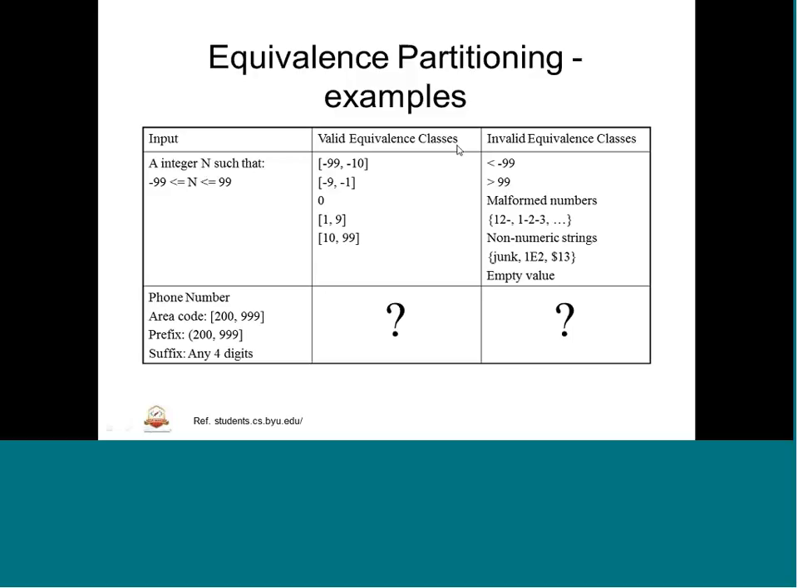So what are a few example invalid equivalence classes for this range? Less than minus 99, we can specify a value such as minus 100, and the other one is greater than 99, such as plus 100. Then the numbers are malformed, or tweaked in such a way that the system will accept it as a negative or unusual value, like 12 minus, instead of minus 12 we are giving 12 minus. Similarly we are giving the input as 1 minus 2, minus 3.